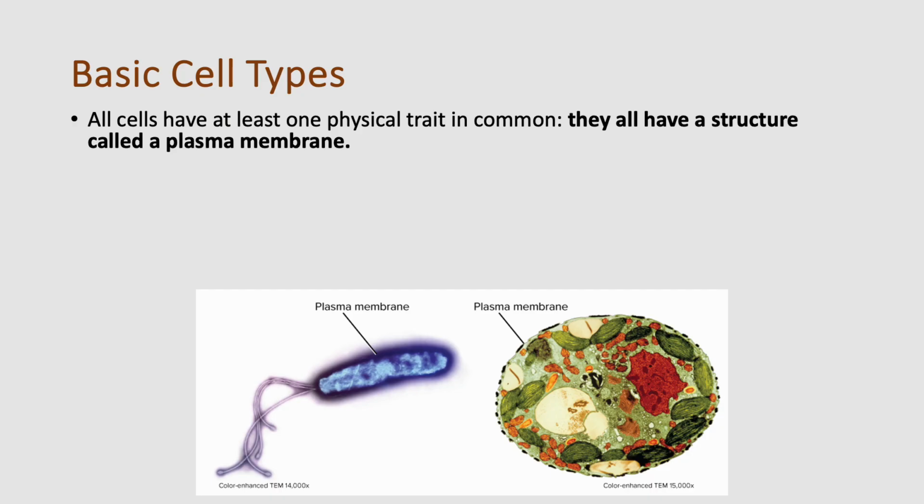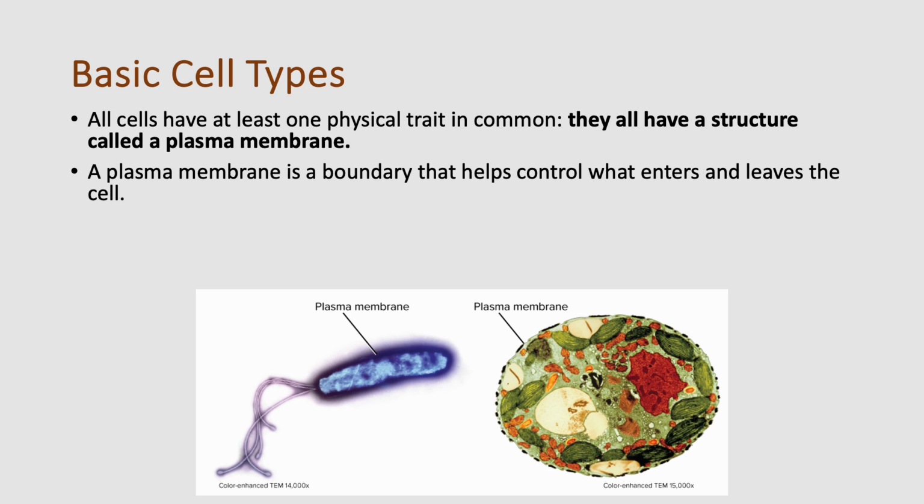So let's talk about the two basic cell types that we have. All cells have at least one physical trait in common. They all have a structure called the plasma membrane. The plasma membrane is the distinct outside layer of pretty much all of these cells. You can kind of see this here. Here is a prokaryotic cell. You can see this outside layer that covers it. In our eukaryotic cell, the outside layer is made of the exact same type of things.